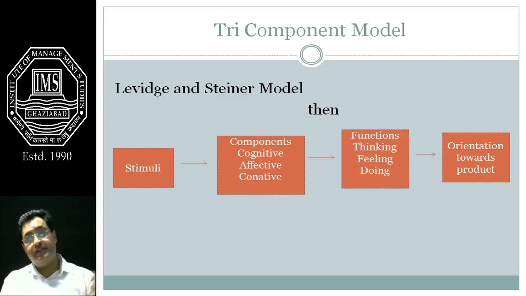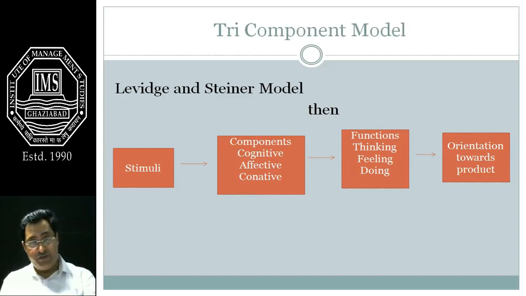So the Lavidge-Steiner model is all about starting from awareness till you make a final decision. AKLPCP is quite easy to remember: awareness, knowledge, liking, preference, conviction, purchase.